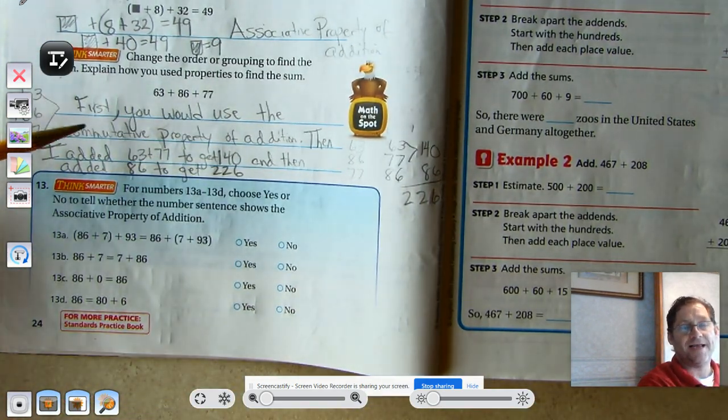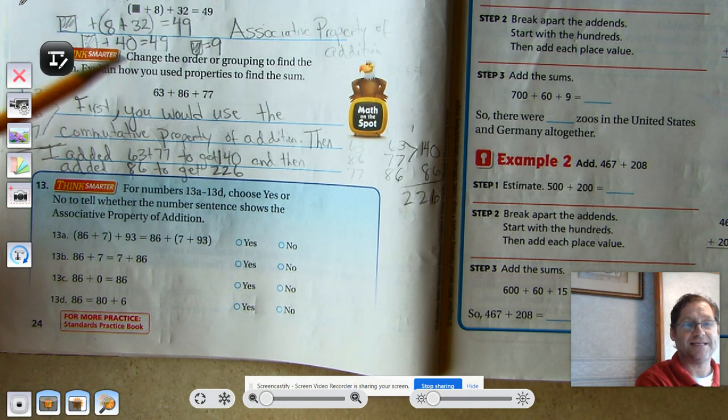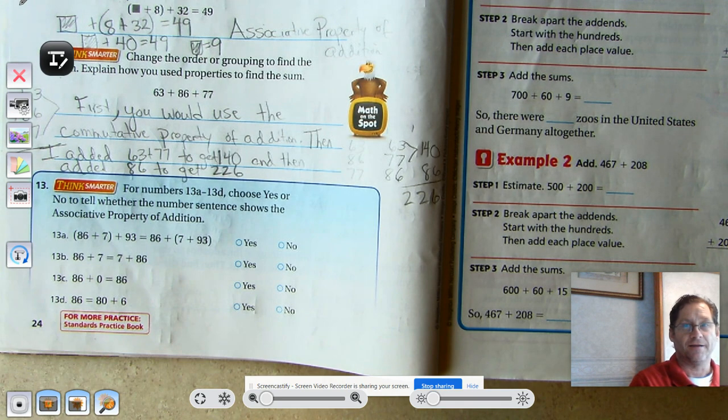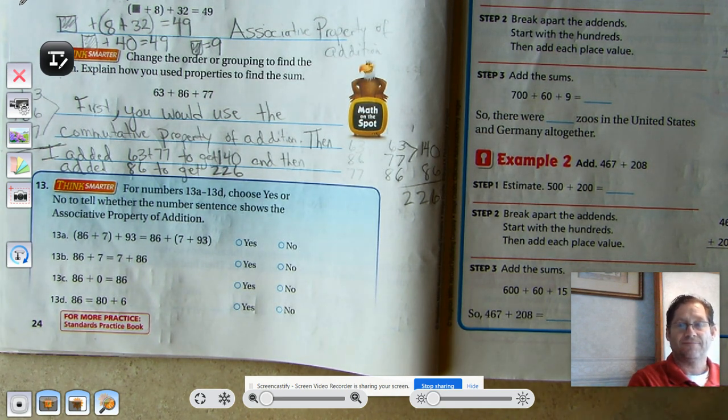All right. And finally, number 13. For numbers 13a through 13d, choose yes or no to tell whether the number sentence shows the associative property of addition. All right, so bottom line, associative property is simply how numbers are grouped. Are the numbers on one side of the equal sign grouped differently than the numbers on the right-hand side? Not the order, but are they grouped differently?